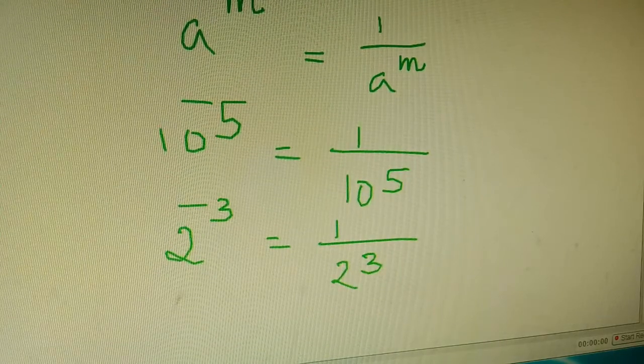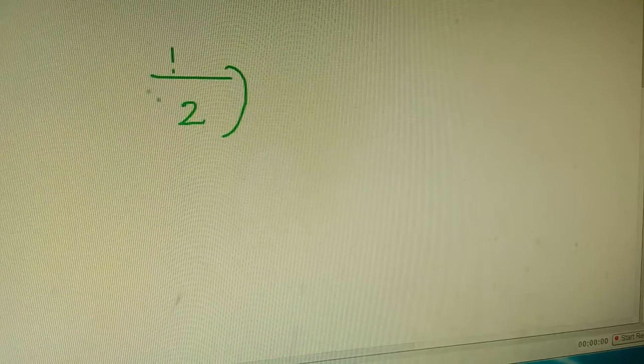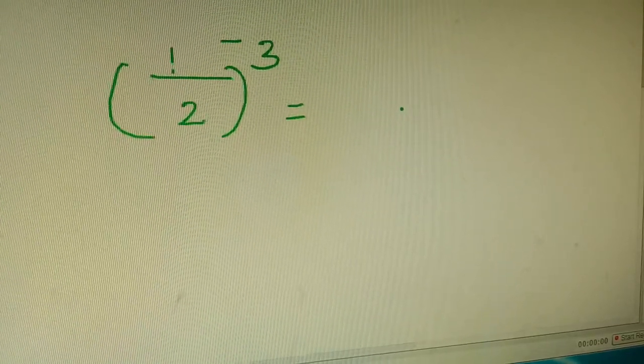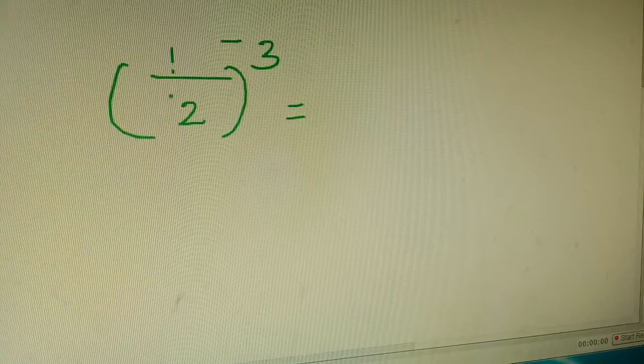Otherwise, listen to another example. Here 1 by 2 to the power of negative 3. So how can we write this one? Reciprocal.